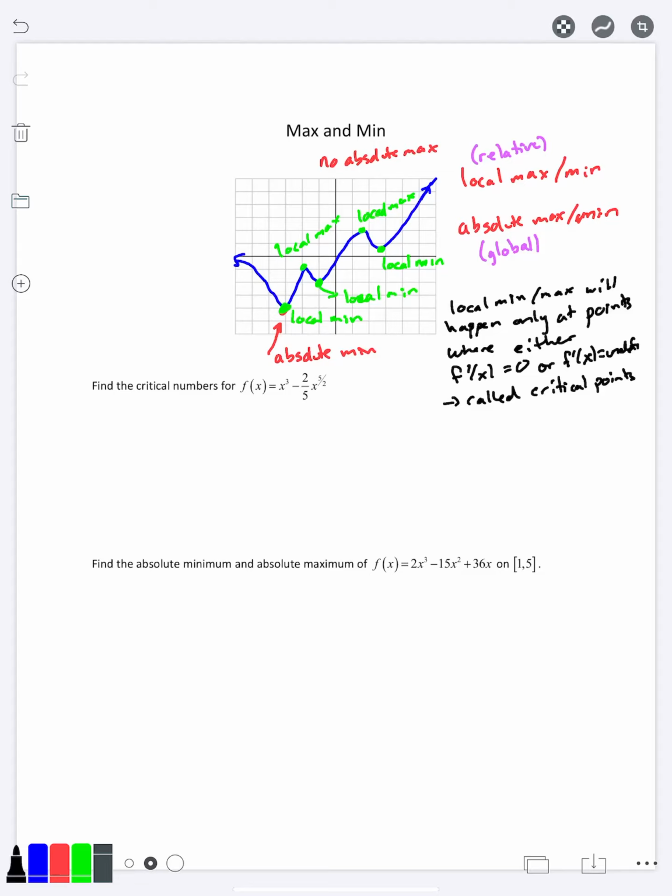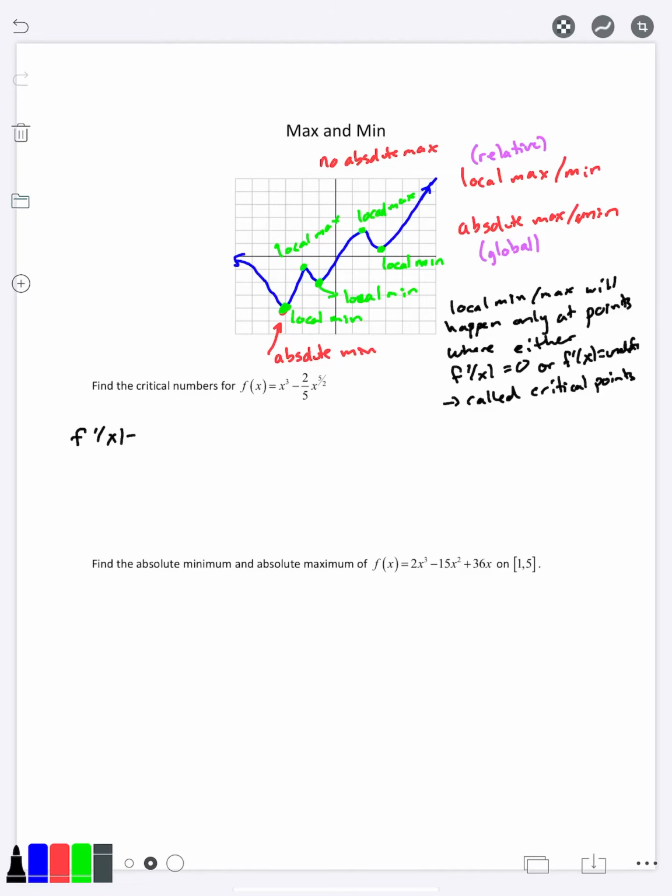So when they ask you to find the critical points or the critical numbers, that just means take the derivative, find out any place where it's 0 as well as any point where it's undefined, and those x values are going to be your critical numbers. So here we have, find the critical numbers for this function.